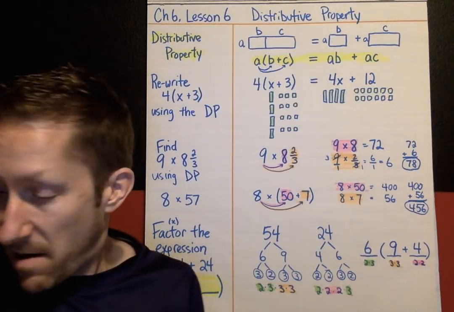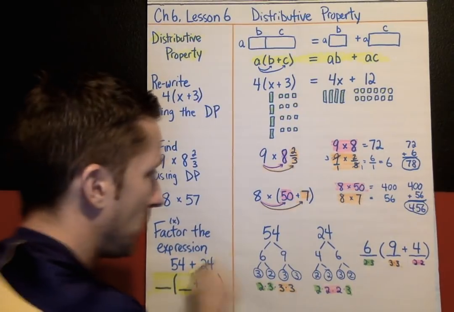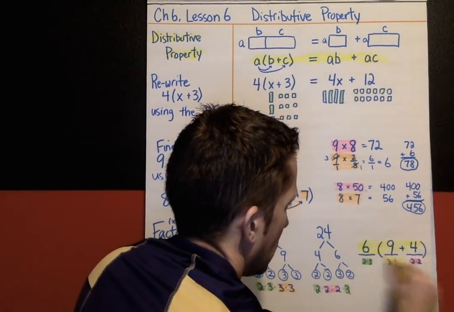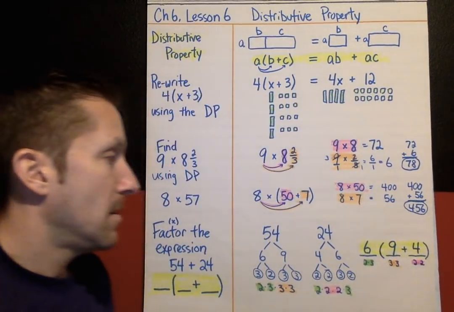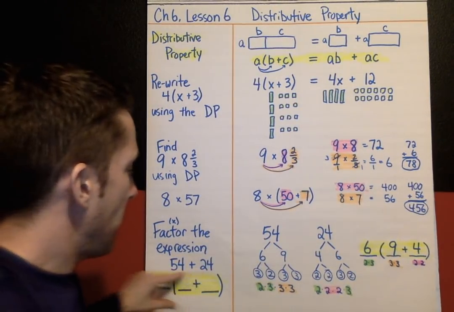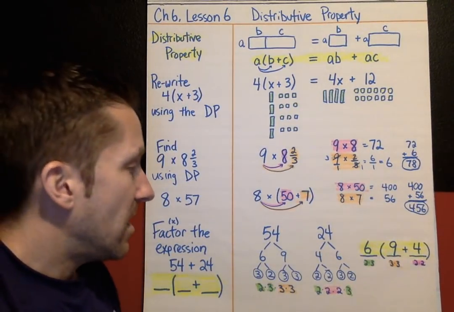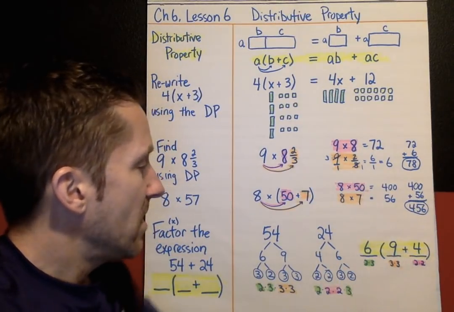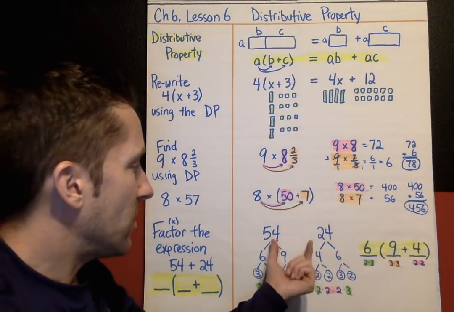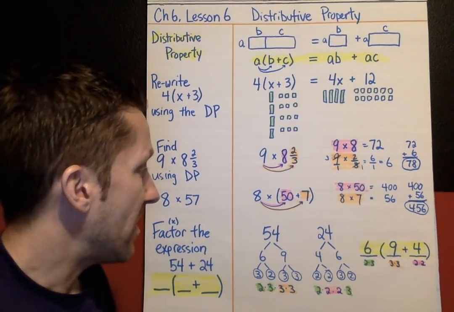So this is our answer. Factor the expression 54 plus 24. Here is our factor. This expression factored would be 6 times 9 plus 4. We could also check it. What's 9 plus 4? If we do that math, get 13, multiply that by 6, that would be the same thing as 54 plus 24 if you were going to verify.